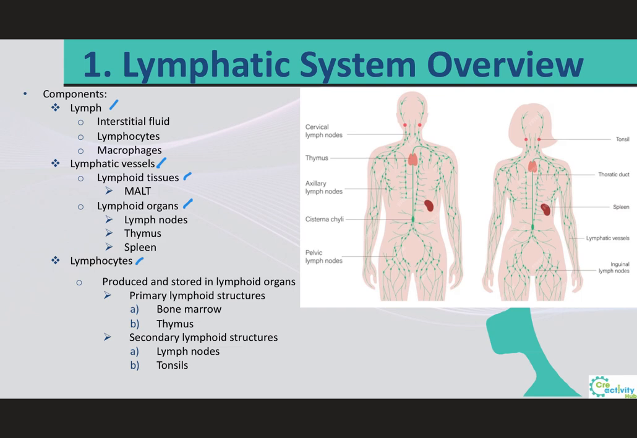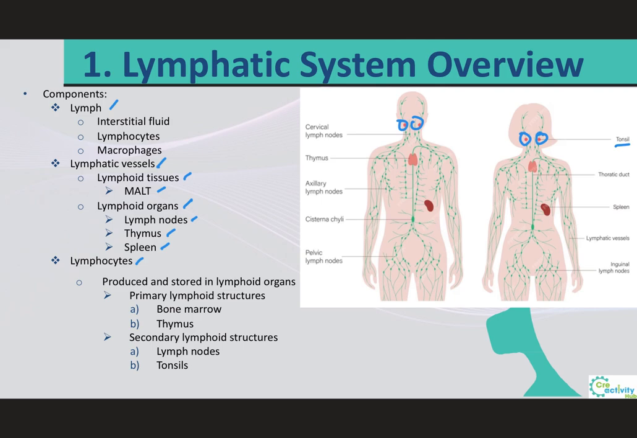Now, lymphoid tissues are collectively called MALT, which means mucosa-associated lymphoid tissue, and those are part of the digestive tract. Within the lymphoid organs, we have the lymph nodes, the thymus, and the spleen. On this image, we can see the tonsils, which are one of the components of the lymphoid tissue. We can also see all of the lymphoid organs represented on the image as well.